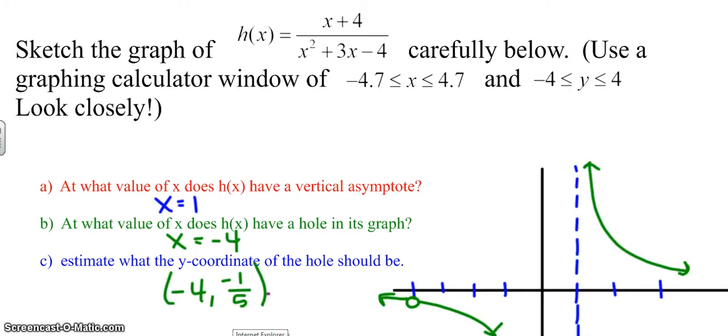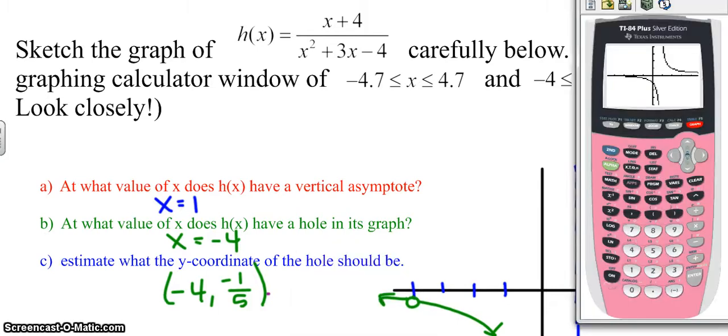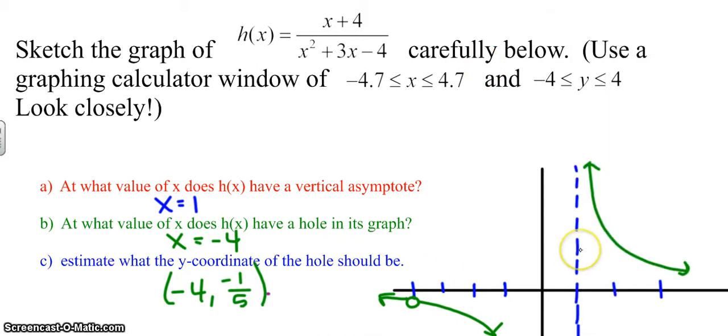Alright, hopefully your graph came out like this, matches the calculator, and I just redrew it on the paper or on your smartboard. At what value does x have a vertical asymptote? There's a vertical asymptote at 1, so we write it as the line x equals 1. At what value of x is there a hole? Well, there's a hole at -4. Estimate the y-coordinate of the hole: -1/5. You can do that from looking at your table.